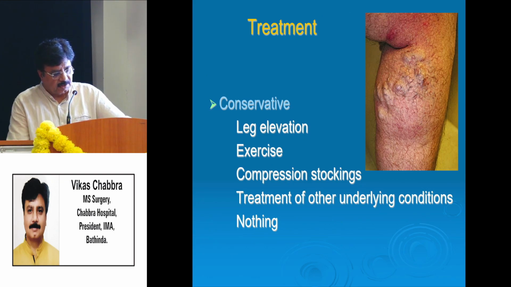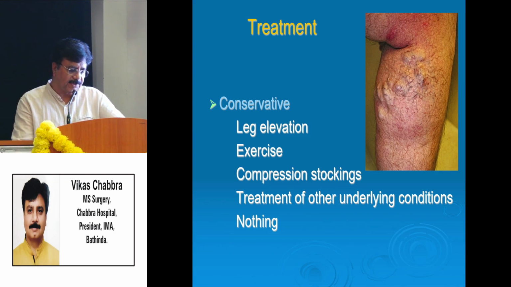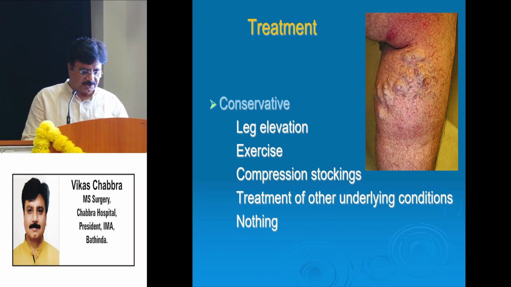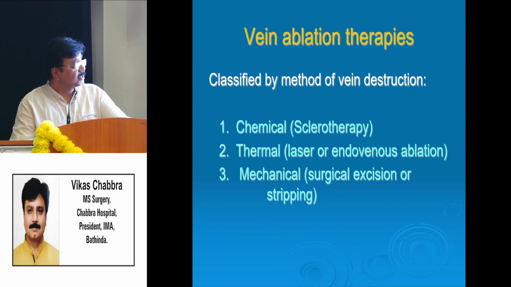Treatment. At the C0 and C1 level, we can treat conservatively, that is leg elevation, asking the patient to change his walking habits, compression stockings, and treatment of underlying causes, etc. But vein ablation therapy is required for C2 to C6 level patients.